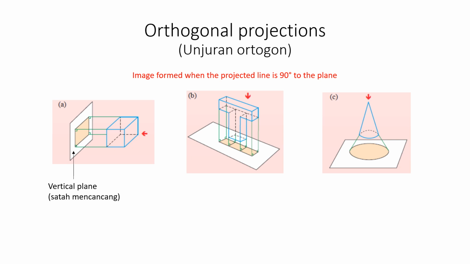For B, this is also an orthogonal projection, on a horizontal plane, whereby as viewed from the top, the lines are projected 90 degrees to the plane. For C, this is not an orthogonal projection because the lines are not projected at 90 degrees.